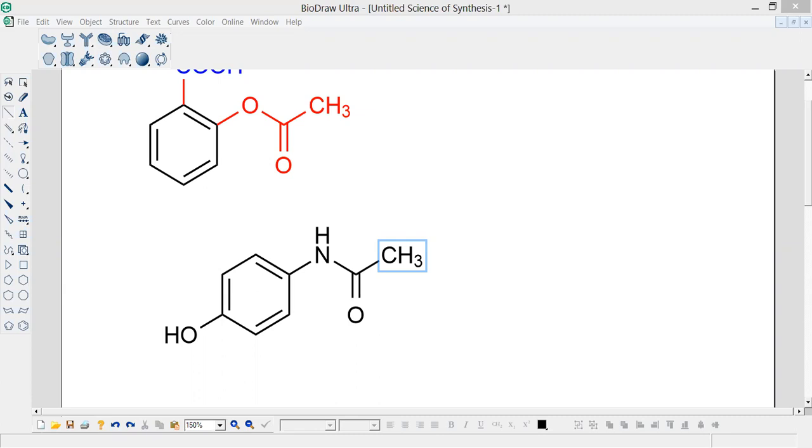Now select this 5-membered ring. Now add certain bonds first for the expansion of this 5-membered ring. Now add certain bonds to this 5-membered ring to draw the structure of metronidazole. Metronidazole is an imidazole derivative.